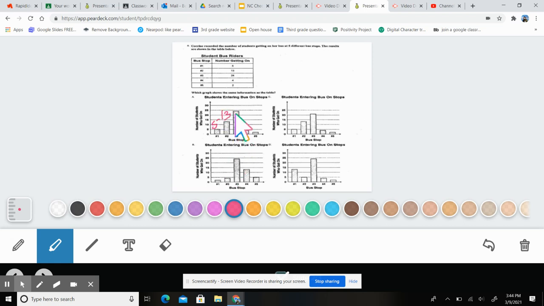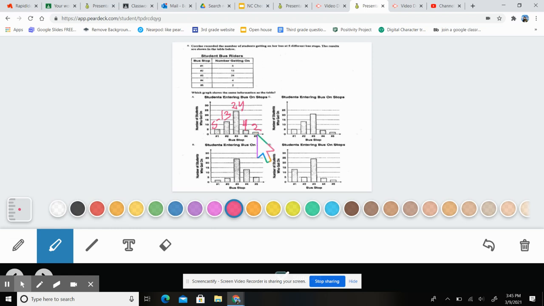For bus number 3, it's not quite at the 25, so I'm going to jot down 24. For bus number 4, it's not quite at 5 students who got on, so I'm going to jot down 4. And then for bus number 5, it's not halfway in between 0 and 5, but closer to the 0 than the 5. So I'm going to say that 2 students got on the bus at bus stop number 5.